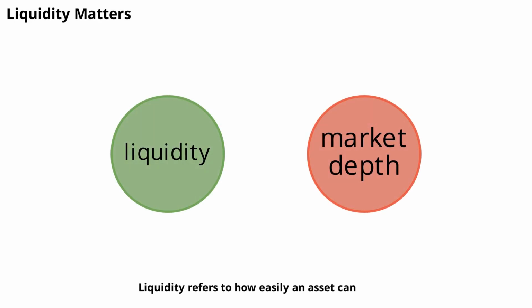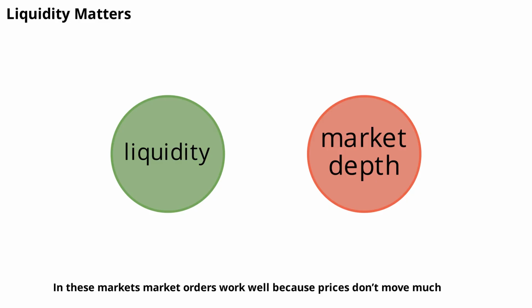Liquidity refers to how easily an asset can be bought or sold without affecting its price. Highly liquid markets like major stocks or currencies usually have small price differences between buy and sell orders. In these markets, market orders work well because prices don't move much. In less liquid markets, prices can jump, making limit orders more attractive for price control.